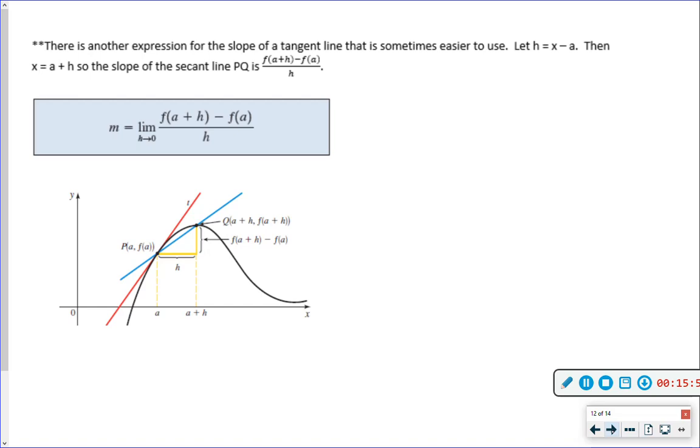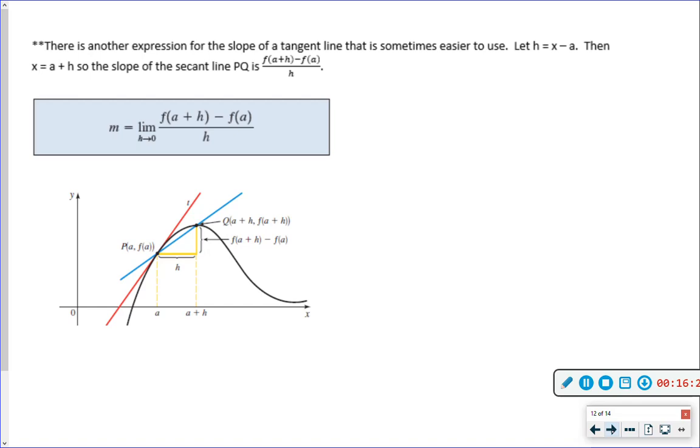That's why we have an alternative way for you too. There's another expression for the slope of a tangent line that's sometimes easier to use. This to me looks like a foreign language when you just take a look at it. Let h equal x minus a. This isn't on your notes because of all the colors. Then x equals a plus h. So the slope of the secant line is this very lovely expression. So I'm going to show you how to do it this way too.